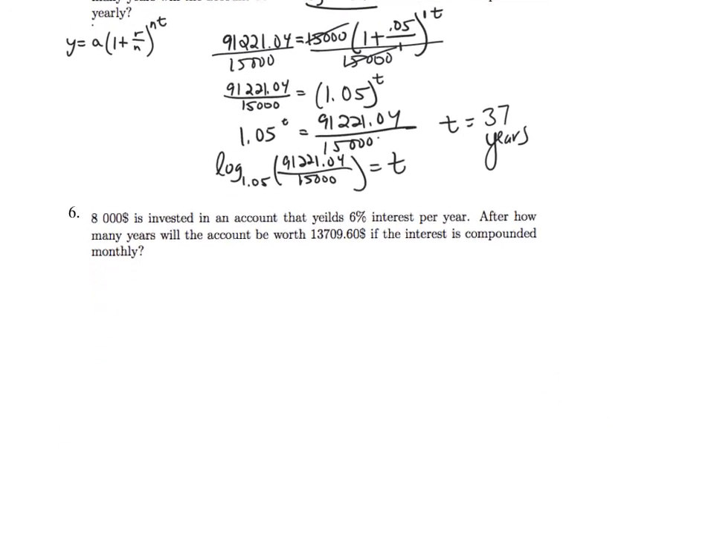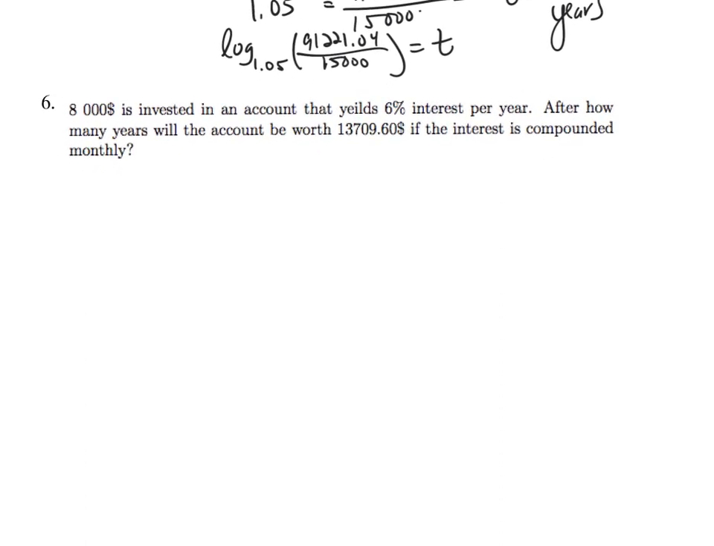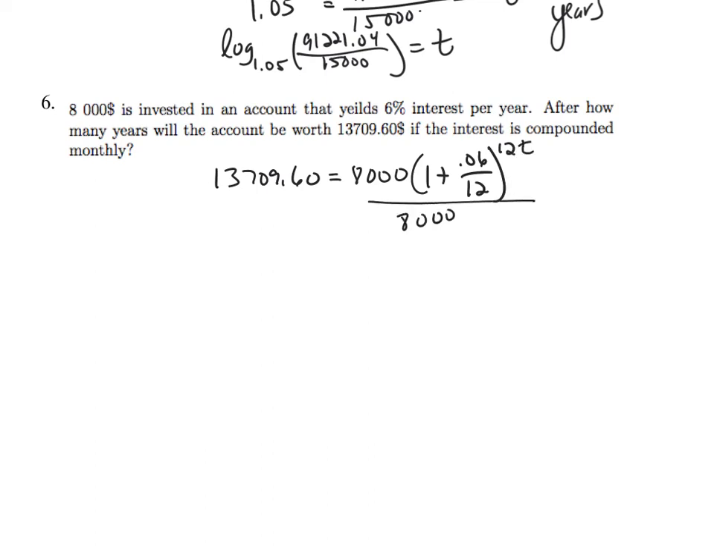Okay, let's look at number 6. 8 grand is invested in an account that yields 6% interest per year. After how many years will the account be worth 13,709? Interest compounded monthly. We want to end up with this. We started with this. 6% interest compounded monthly. Raise the power of months times time. Divide both sides by 8 grand.